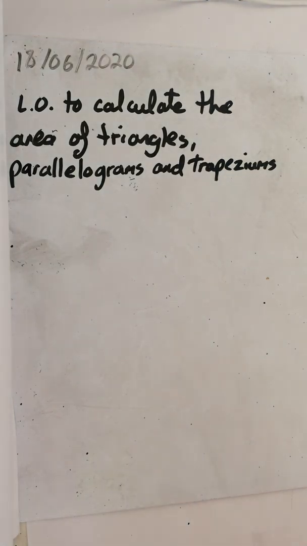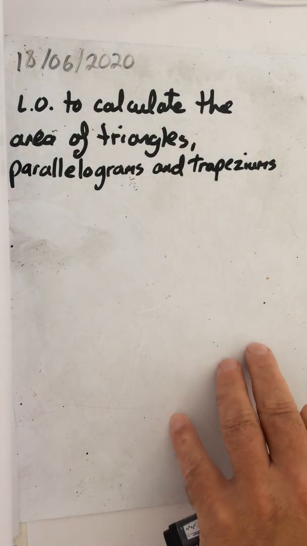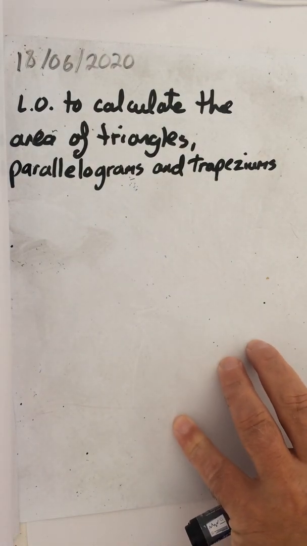Right, short date and learn objective, please. Pause the video while you do that. Short date and learn objective. Press play when you're done.